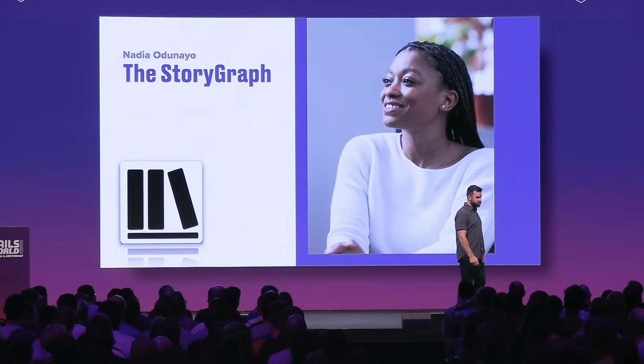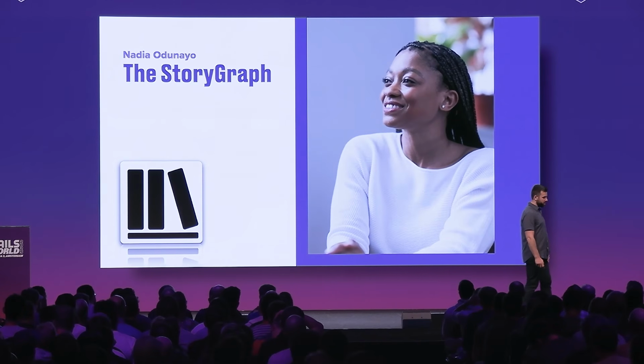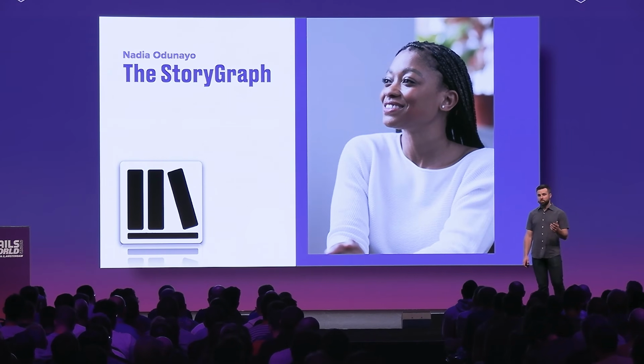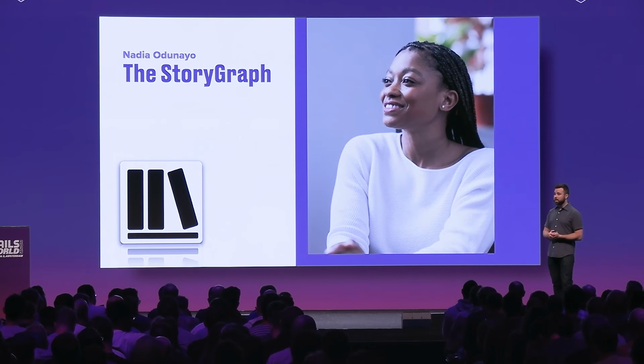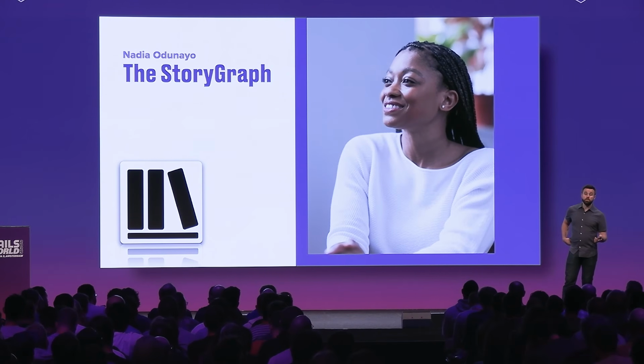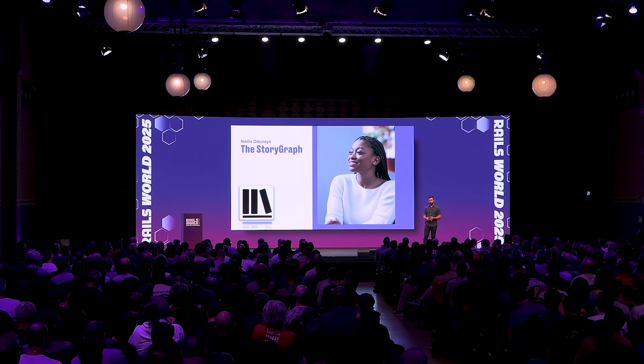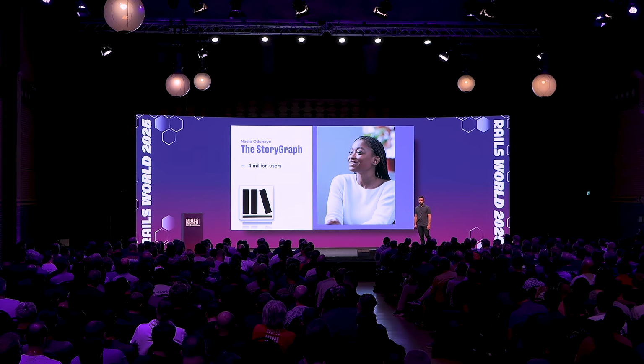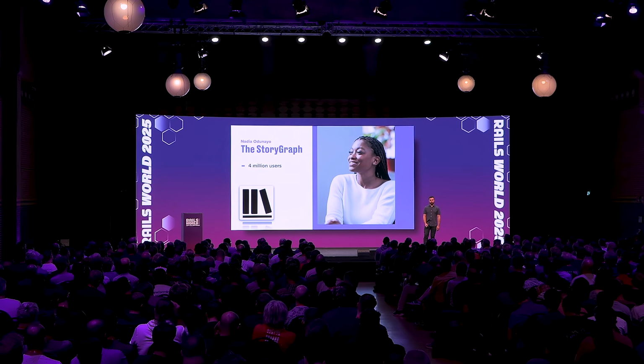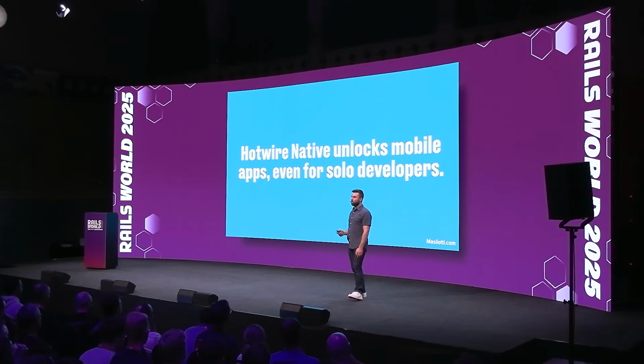Next up, we have Nadia from the Story Graph. She's built a Goodreads competitor that has access to a bunch of native features like push notifications, native tab bars, and even in-app purchases, which are notoriously the most difficult to build on iOS and Android apps, Hotwire Native aside. She's scaled this to 4 million registered users. But the most exciting part is that she's doing it as a one-woman dev team. Hotwire Native unlocks mobile apps even for the smallest of dev teams, all the way down to a single solo developer.